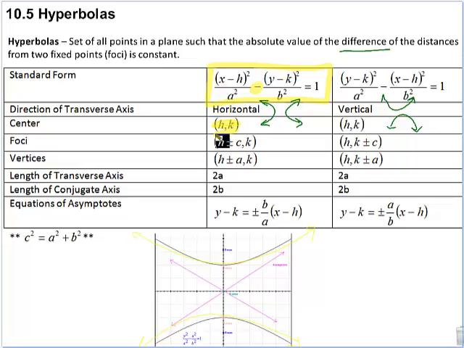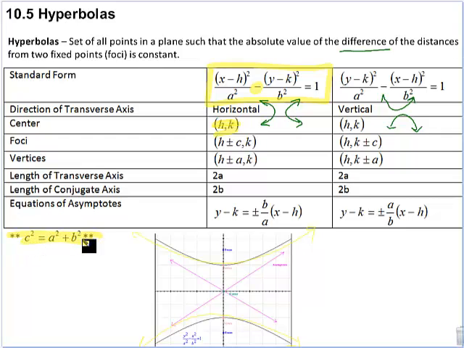So for the foci points, when we have our x first, we take our h value and add and subtract a c. To find the foci points for when the y is first, we take our k value and add and subtract our c. This time we're going to find our c for our foci points slightly differently. Instead of doing a squared minus b squared, we're going to do a squared plus b squared.